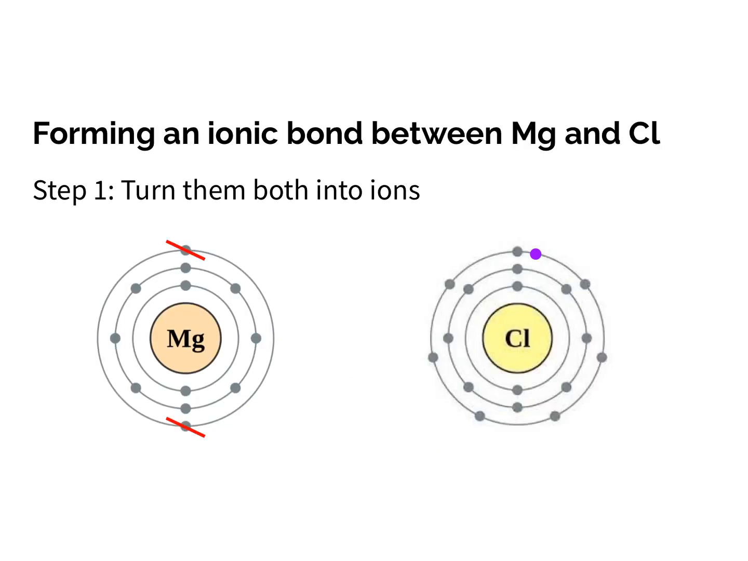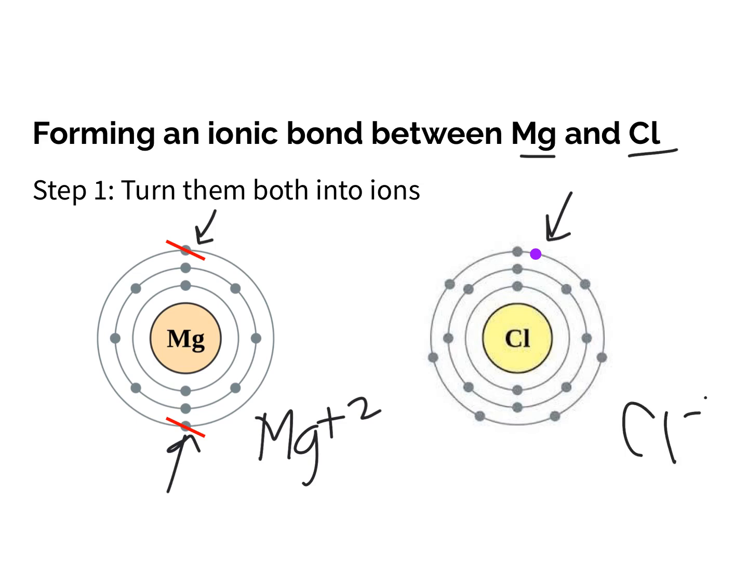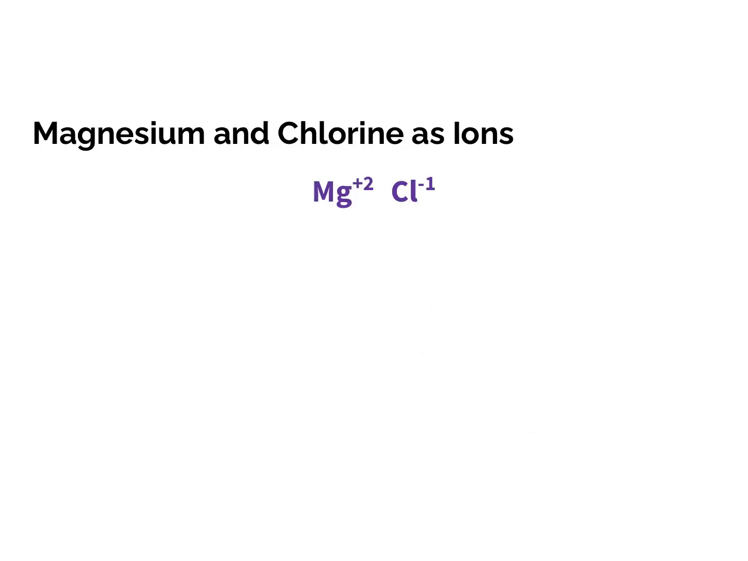So our first step to forming an ionic bond, we are going to use an example of magnesium and chlorine. So our first step is to turn them both into ions, so to give them a full shell. Magnesium, as you can see here, we have gotten rid of these two electrons to make it a magnesium +2. And chlorine, we've added one here to make it a chlorine -1. So we've written out our ions here.